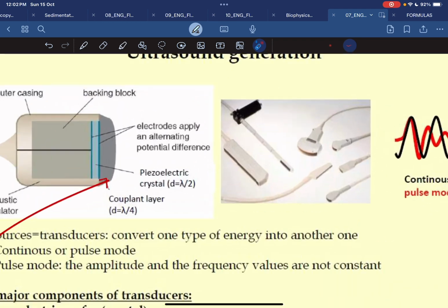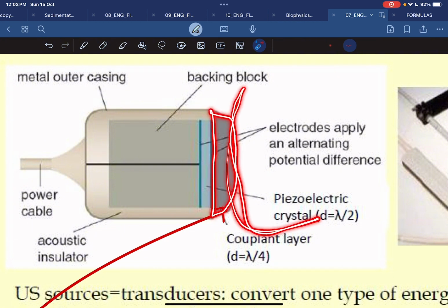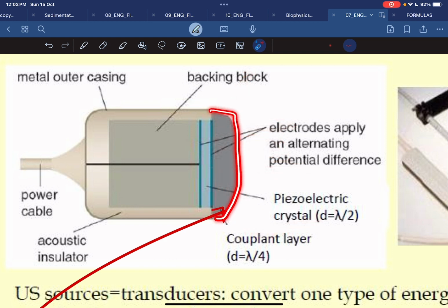Now, the acoustic impedance of this couplant layer should be similar to your skin, the soft tissue. Why? Because we know if Z1 and Z2 are way different from each other, they reflect back. So if they're the same, they pass through without any problem. And that's what we want. That's why the acoustic impedance of this couplant layer is very important.